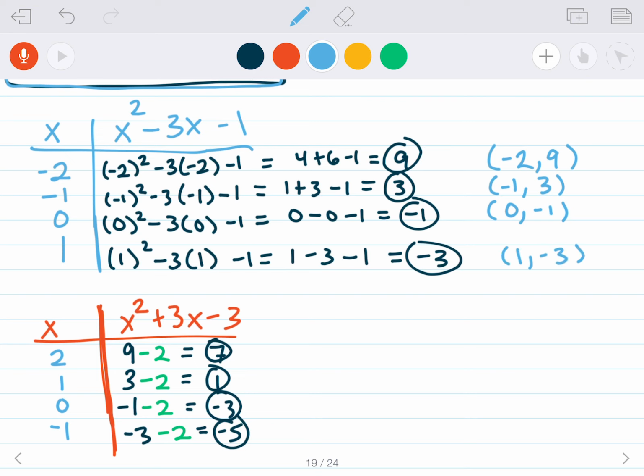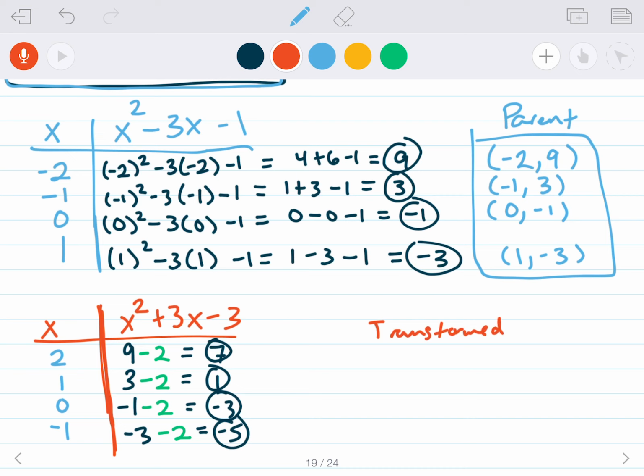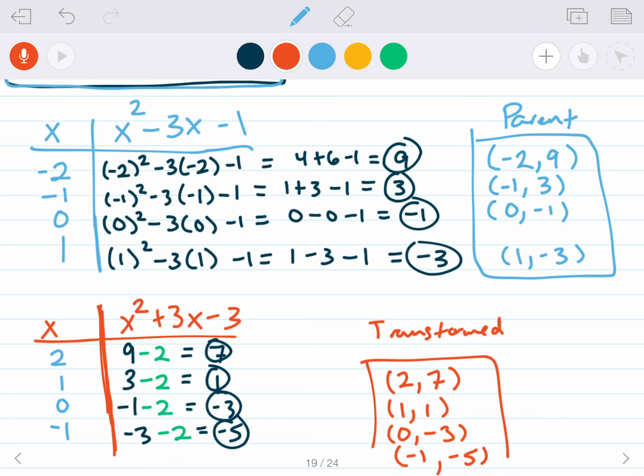So these should all be on our parent function. And then for our transform function, we should have the points (2, 7), (1, 1), (0, -3), (-1, -5). So I encourage you to use Desmos to verify that these points are indeed on the parent graph and the transformed graph respectively.